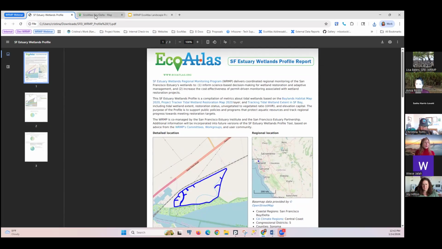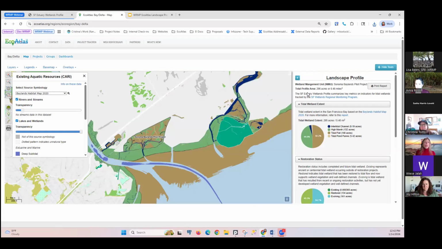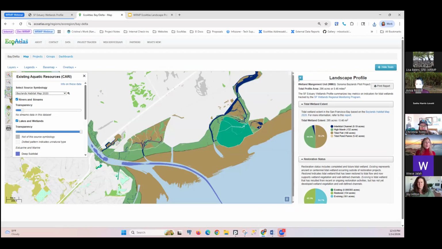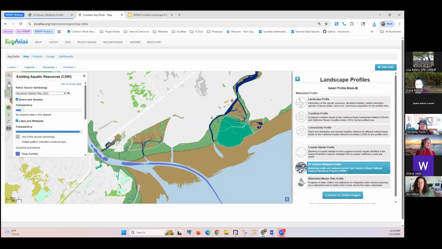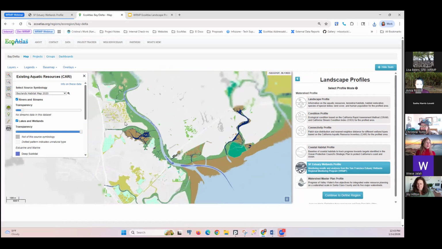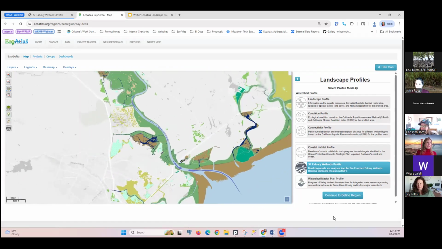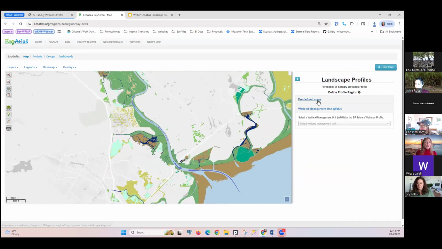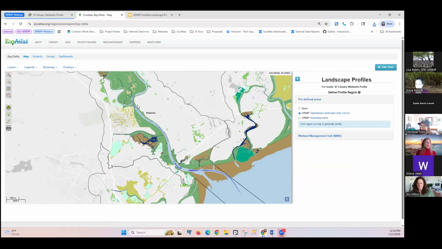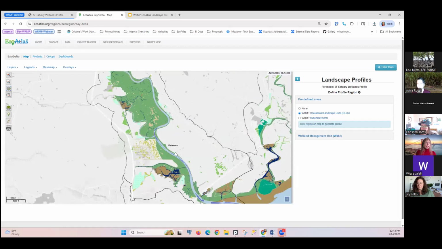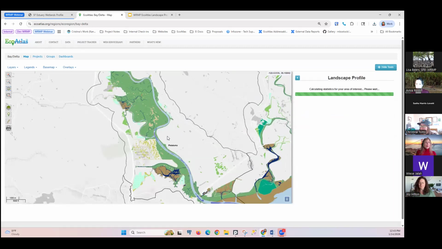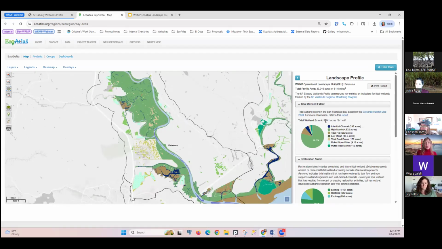So let's go back to the profile tool. Now let's go up a level. So this is the wetland management unit. And so then let's just zoom out a little bit and select the next level. Under predefined areas, you would then select the operational landscape units. Lisa was looking at the Petaluma operational landscape unit. So by clicking on the map, it will then regenerate those pie charts based on this new geography.